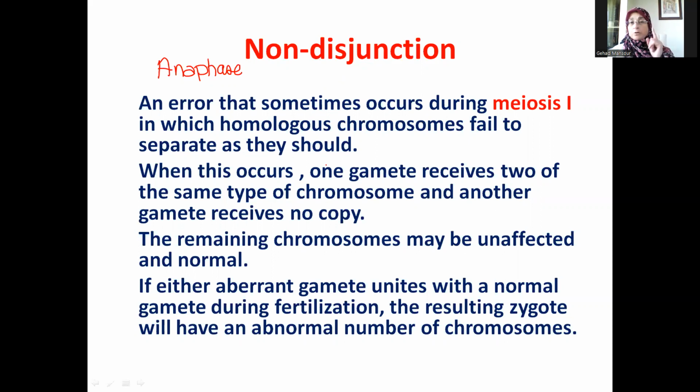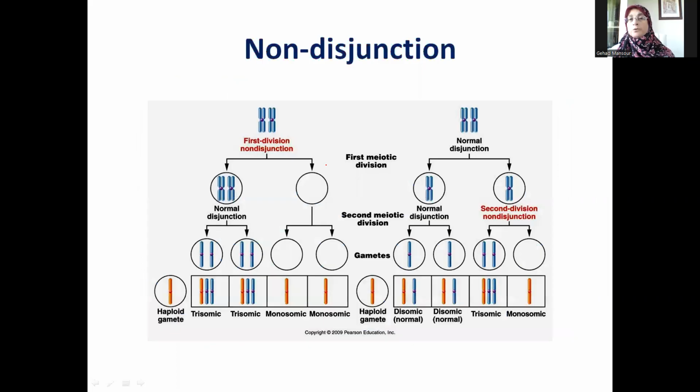But when we talk about non-disjunction, we are focusing on one pair of homologous chromosomes. So if non-disjunction occurs in one pair and the two chromosomes go together to one gamete, this does not mean that the rest of the chromosomes have shown non-disjunction. The distribution of the rest of the chromosomes might be completely normal.